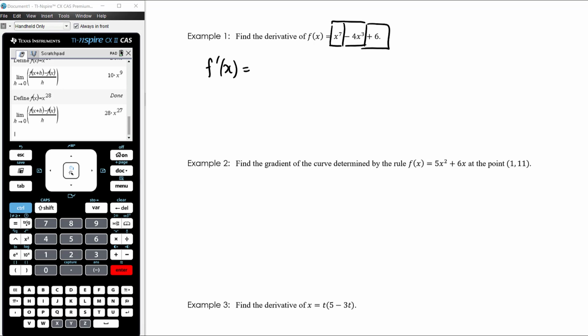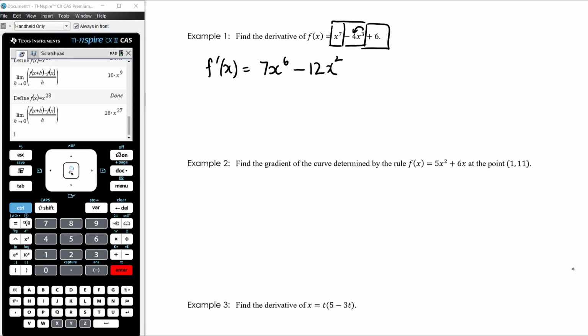X to the power of 7, we differentiate that. It's going to become 7 times x to the power of 6. Then we're going to have minus. Now remember, the 4 doesn't change what's happening here. It's going to be 4 times 3x squared, but I wouldn't bother to write that out separately. I would just do 3 times 4, which is 12x squared.